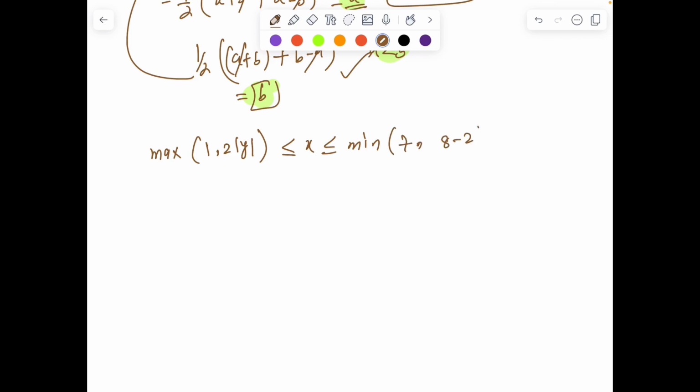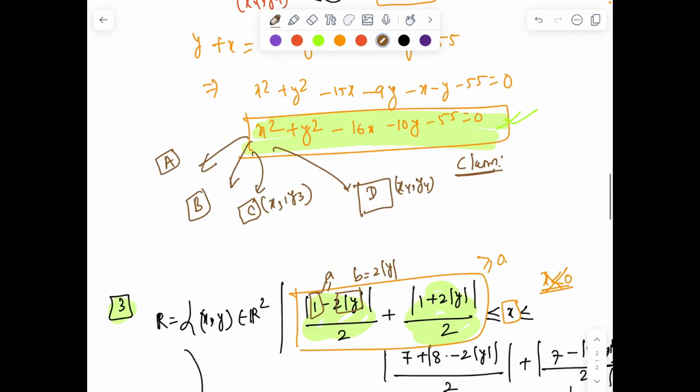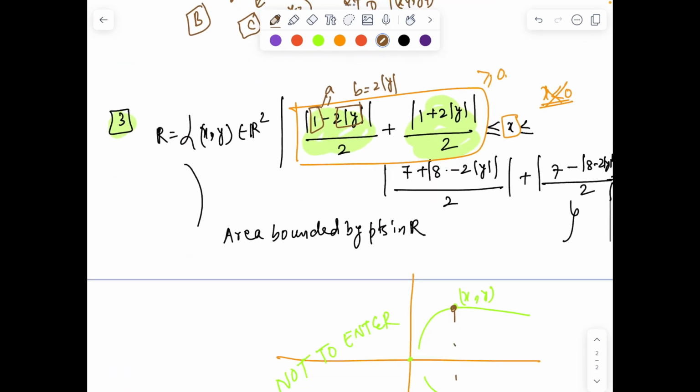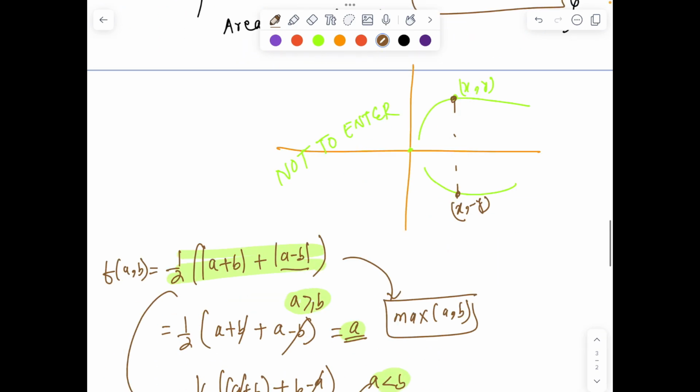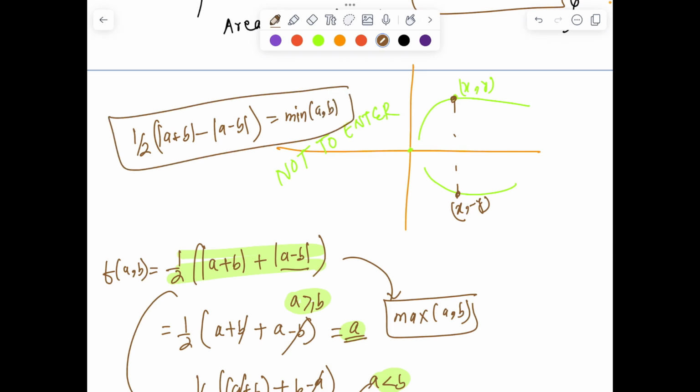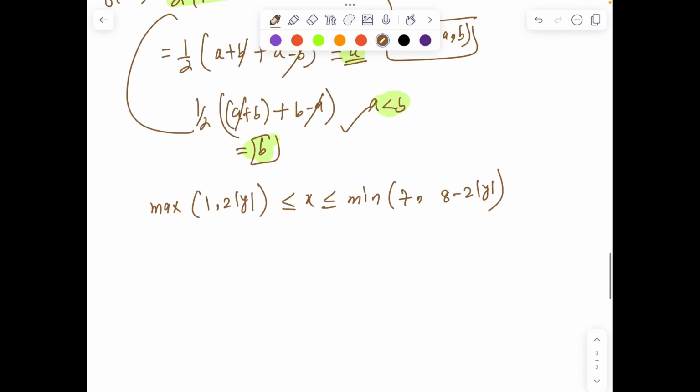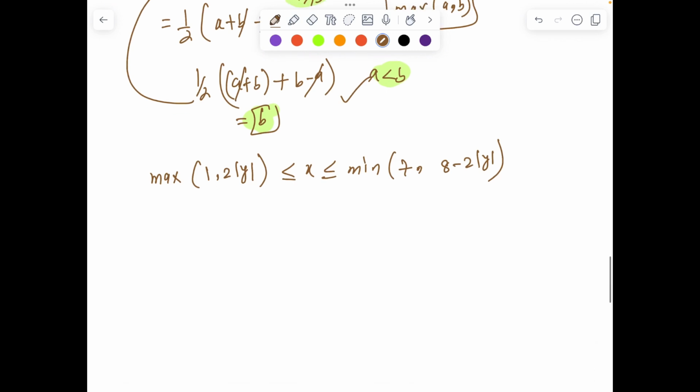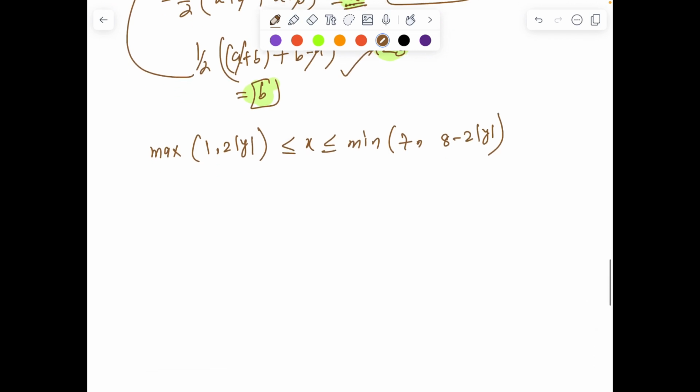is less than or equal to x is less than or equal to min of 7 comma 8 minus 2 mod y. And in exactly a similar way, I am leaving it up to you to show that this expression is precisely half times mod a plus b minus mod a minus b, and this will give the min of a and b, right?